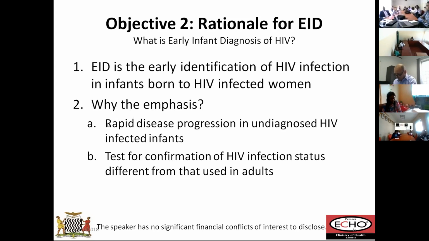So why the emphasis for early infant diagnosis? I've mentioned that progression can be very rapid. And the other reason is that the tests that we are using for identifying HIV infection for the infant are not the usual easy rapid tests that we use for older children and adults.